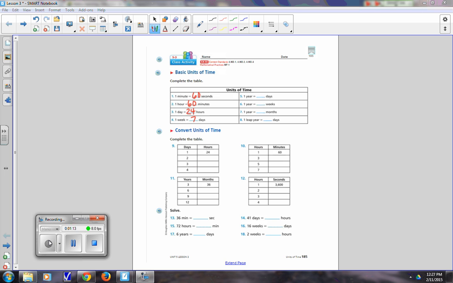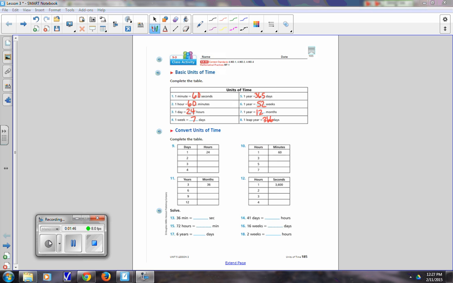So 1 year, we know, has how many days? 365. 1 year has 52 weeks. 1 year has 12 months. And a leap year has how many days? That extra one, 366 days. So knowing these units of time, you should be able to convert between them.